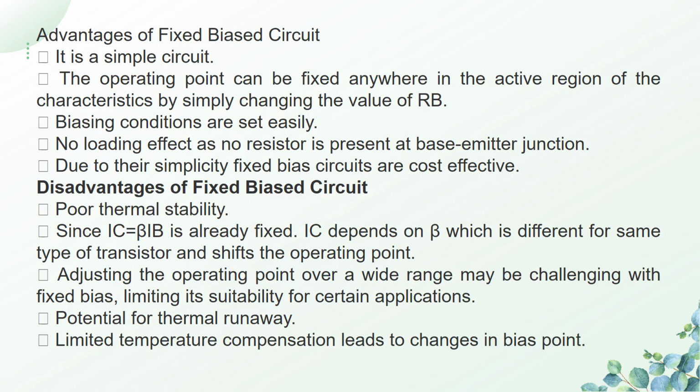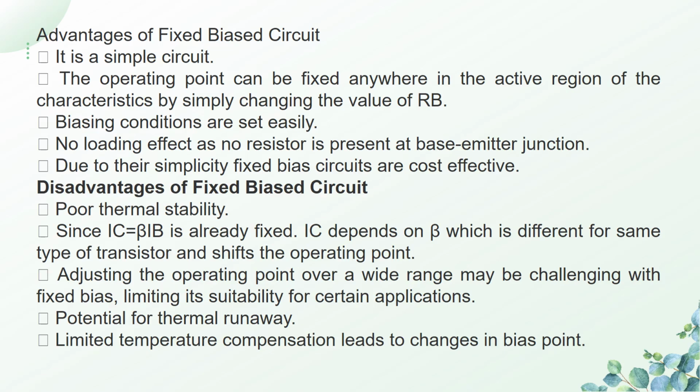But we still have some disadvantages of the fixed bias circuit. The first one is its poor thermal stability, which means whenever temperature increases, the circuit will enter into an unstable condition. And we know that IC is equal to beta IB, which is already fixed. IC depends on beta, so whenever the beta value varies, we will have a change in IC. This will affect the operating point of the device.